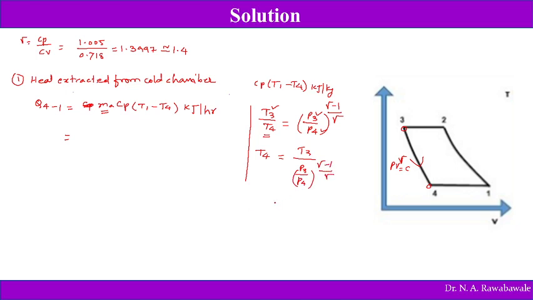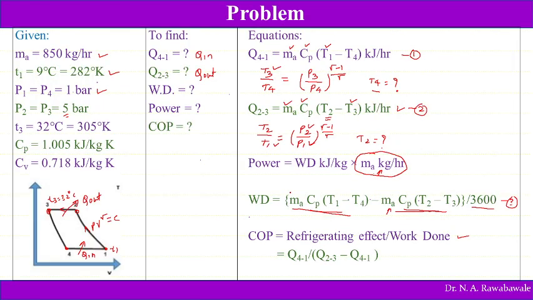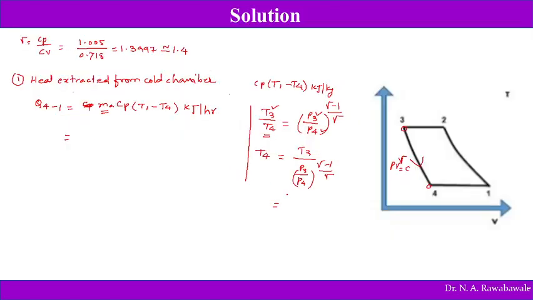So substituting these terms, T3 is equal to 305 degree Kelvin, 305 whole divided by P3.